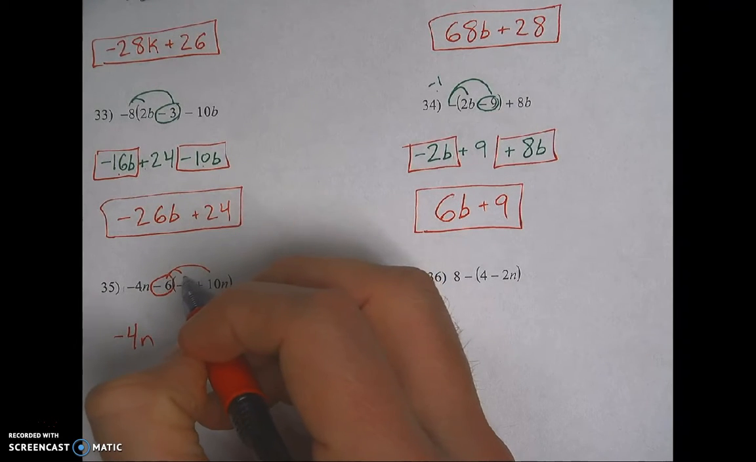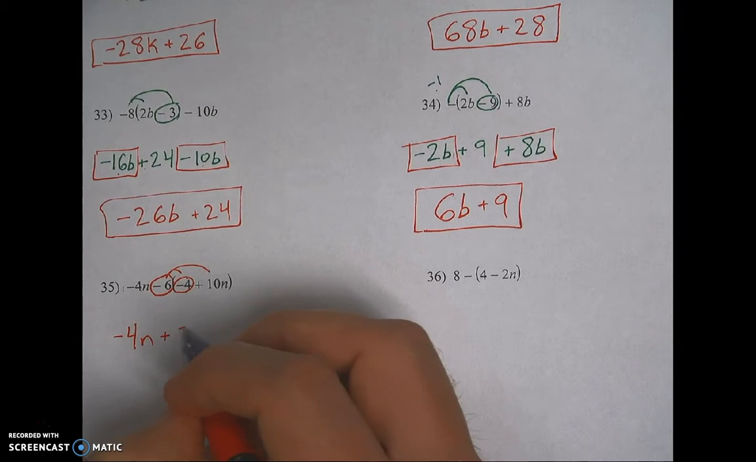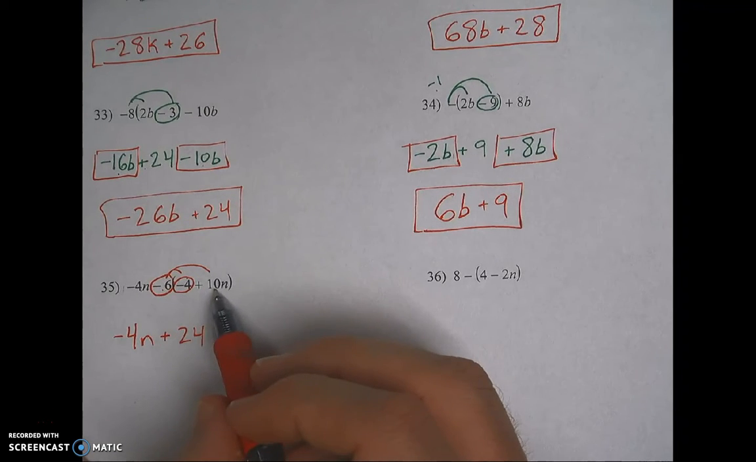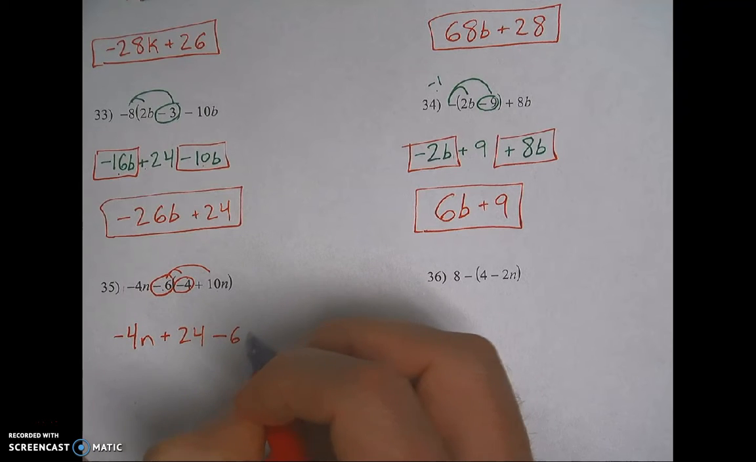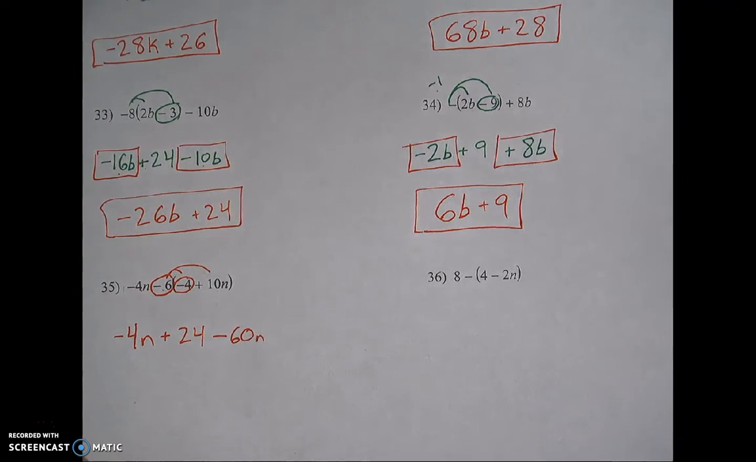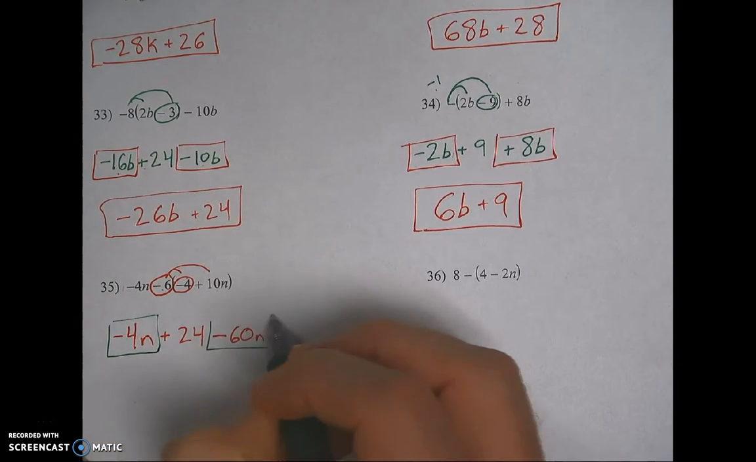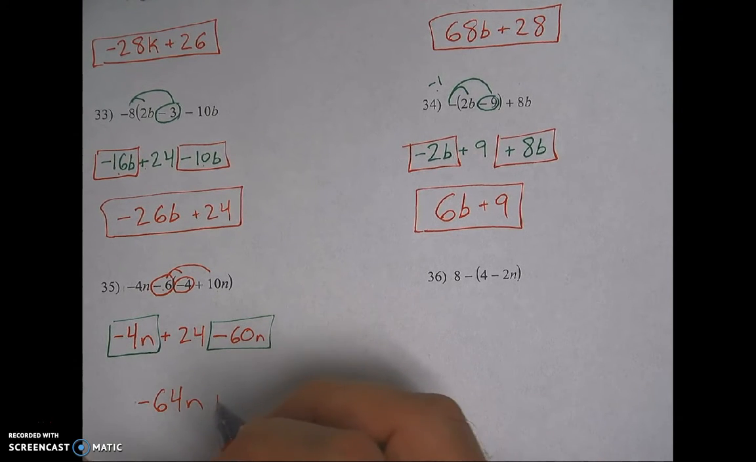Negative 6 times a negative 4 is a positive, so you write plus 24. And a negative 6 times a positive 10 is a negative, so we write minus 60n. All right, from here it's easy. Find your two like terms and combine them. That's going to give me negative 64n plus 24.